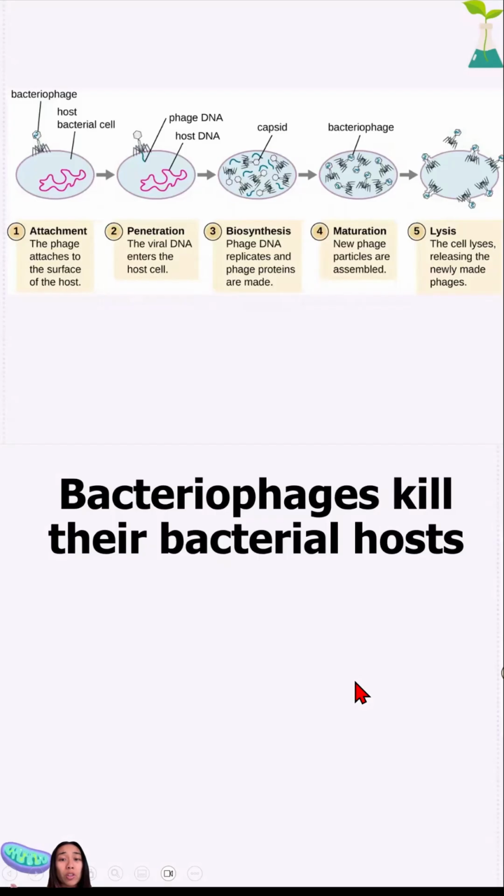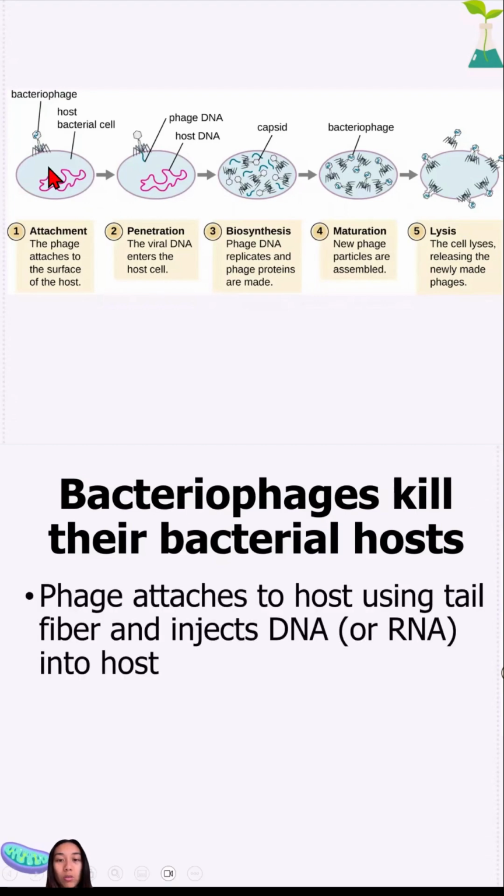So let's start with bacteriophages. Bacteriophages are viruses that specifically infect and kill bacteria. So their host is specifically a bacteria. Here's our little bacteriophage. It's going to bind to the surface of the bacteria using its tail fibers, and then it's going to inject its DNA or RNA, depending on the type of bacteriophage, but let's just assume this one is a DNA bacteriophage. It's going to inject its DNA into the host. In this diagram, they have the bacteriophage injecting its phage DNA into the host bacteria.